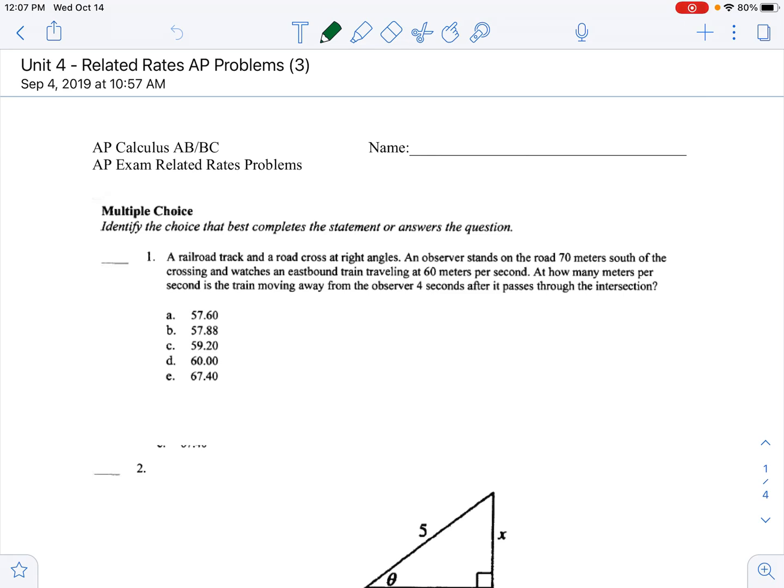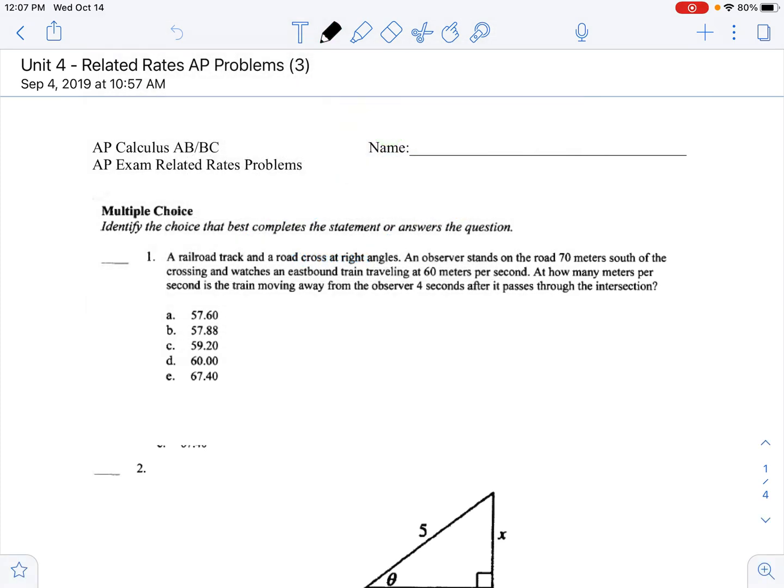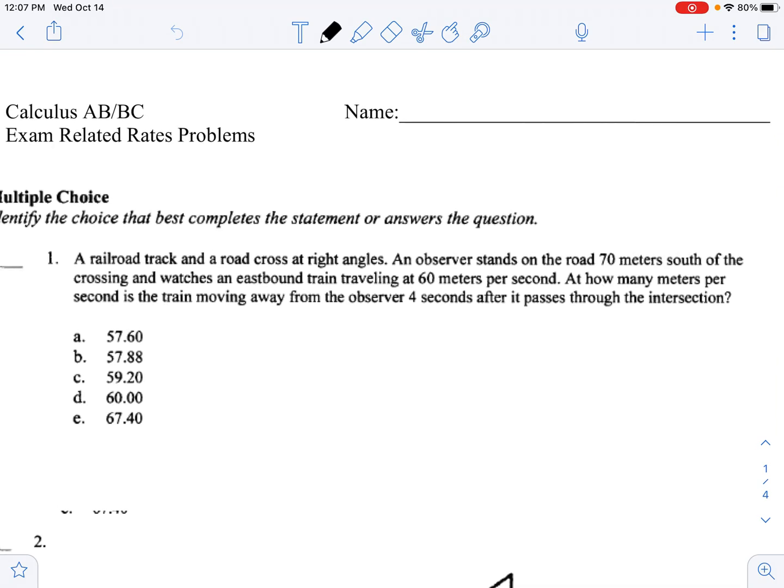Okay, and this is off an old multiple choice exam. You should be able to tell by the answers that this would have been on the calculator portion, okay? So we can use our calculator here, but obviously there's a lot going on, okay? So let's try to diagram this out. Let's try to label some things we know and notate some of the given information here, okay?